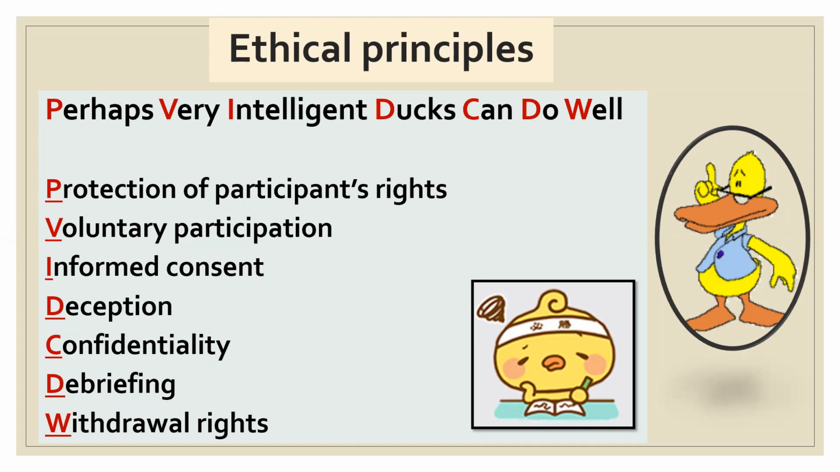And we use this memory tip, and you've used this last year as well, I think, if you had this PowerPoint, called Perhaps Very Intelligent Ducks Can Do Well. So obviously it's just an acrostic, and each of the first letters corresponds to the first letter of the ethical principle. So perhaps is the P, very is the V, intelligent is the I, and I is the informed here. You kind of get the point. So perhaps very intelligent ducks can do well is our memory tip that we use. And we've got 2 pictures of intelligent ducks here, so try to remember that in your head so you can remember the memory tip.